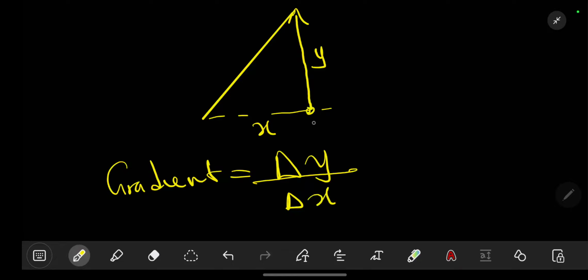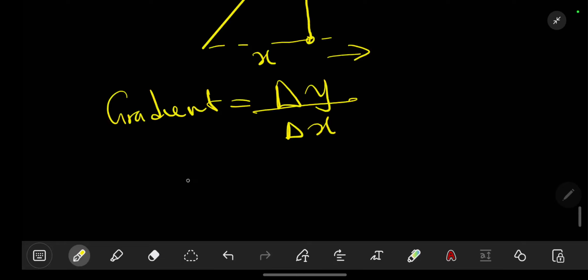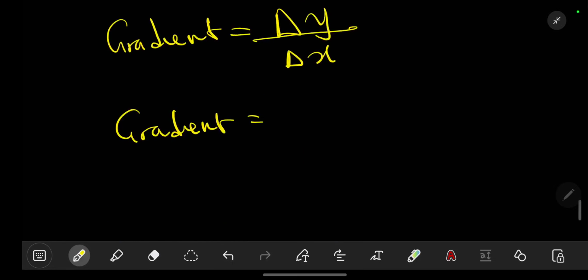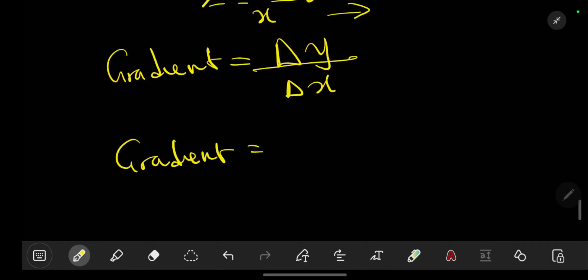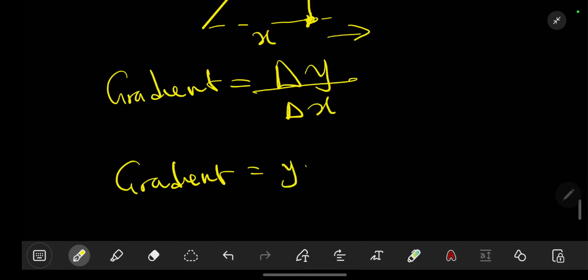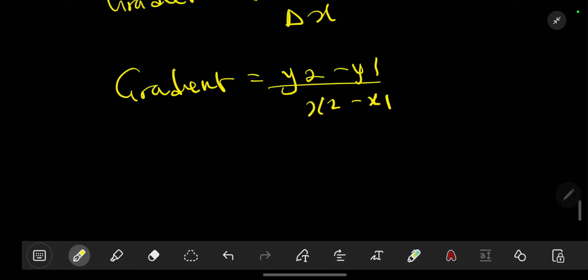So how it is moving up in terms of y, how it is moving in this direction in terms of x. So the gradient should be equal to, what is our y coordinate, what is our x coordinate. Since it's a change, you can only find a change by subtracting. So you are going to say y2 minus y1 over x2 minus x1. So that is the gradient.